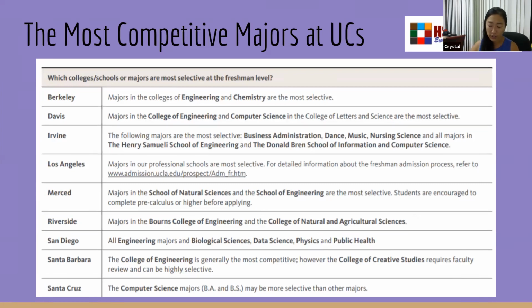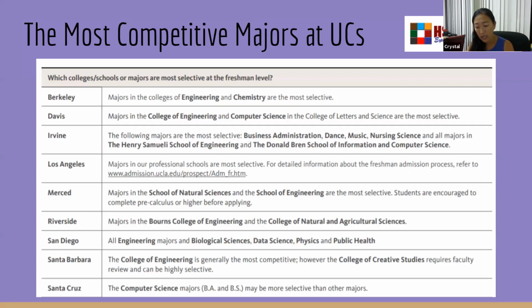So not surprising, engineering, comp sci, those are the most competitive majors at most of the UCs. Any of them that offer business, and there's not that many that have direct entry to business and direct entry to nursing, those are also impacted as well. So that's why it's important for students to have an alternate and not really fall into these typical major categories.